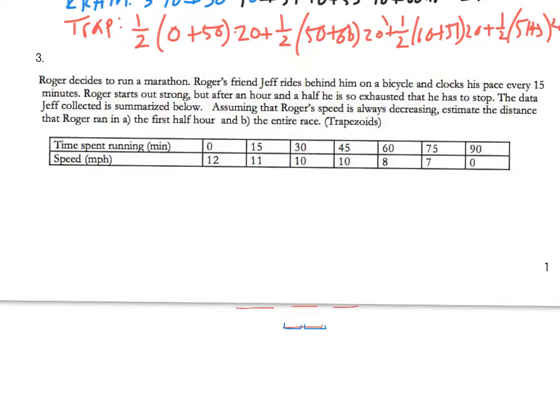So for the first part, we're talking about 1/2. Base 1 would be 12. Base 2 would be 11. And then that's times an interval width of 15. For the next part, we'd be talking about 1/2. Base 1 is 11. Base 2 is 10. And the interval width here would be 15 also. That's part A. Part B would be whatever we got in part A, and then keep going.